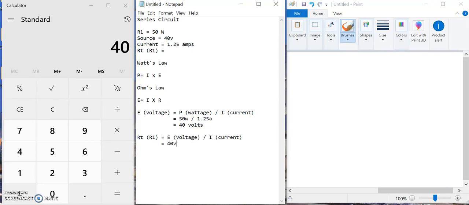So in this case we got 40 volts over 1.25 amps, which totals out to 32. So obviously I didn't get any decimals. It would be equal to 32 ohms. So then we'd have our 32. And you've calculated out everything that you'd really need to know about that circuit.